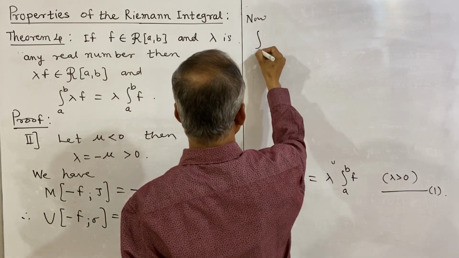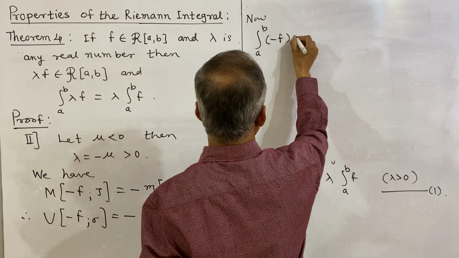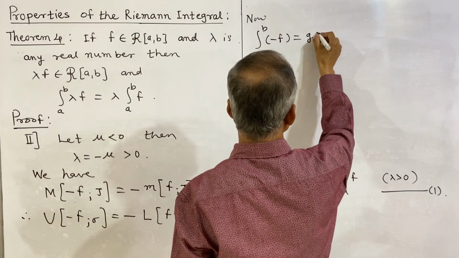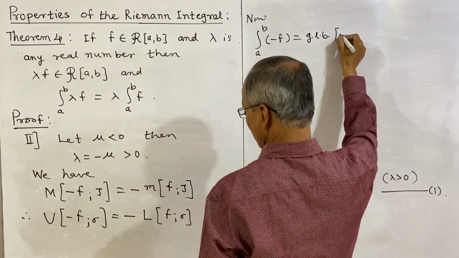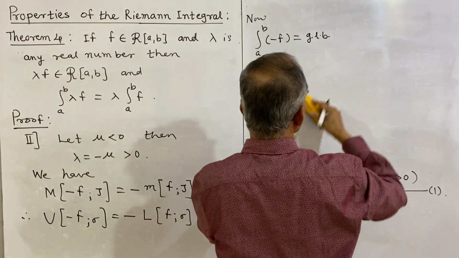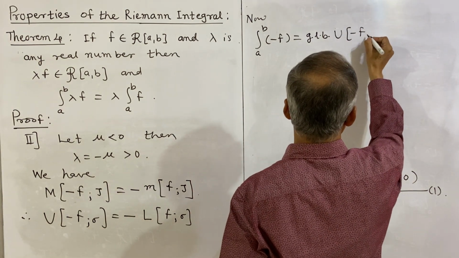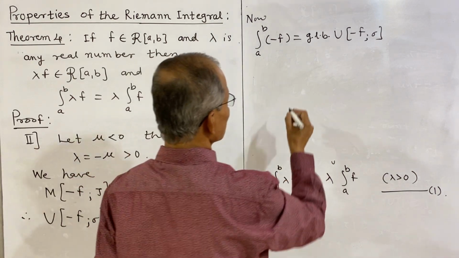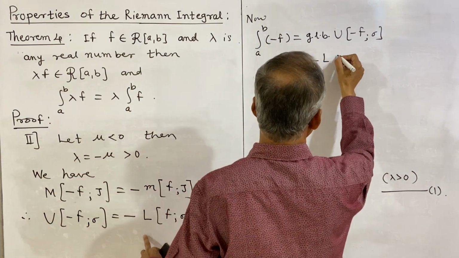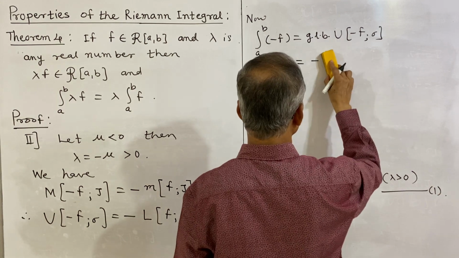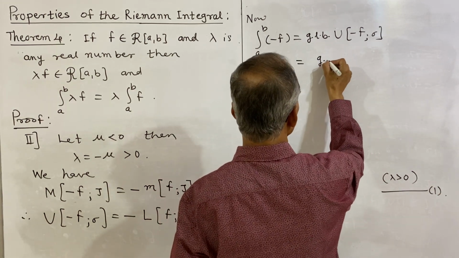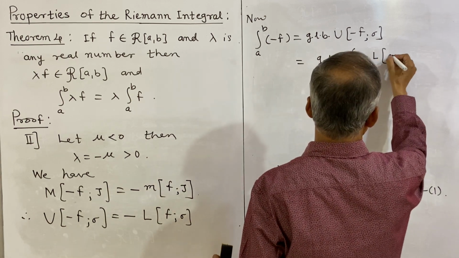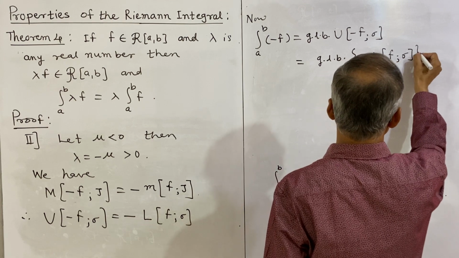Now the integral from a to b of minus f, in terms of the upper sum, is the GLB of the upper sum of minus f on sigma. Again we have written this as minus the lower sum, that is, the GLB of minus the lower sum of f on sigma.